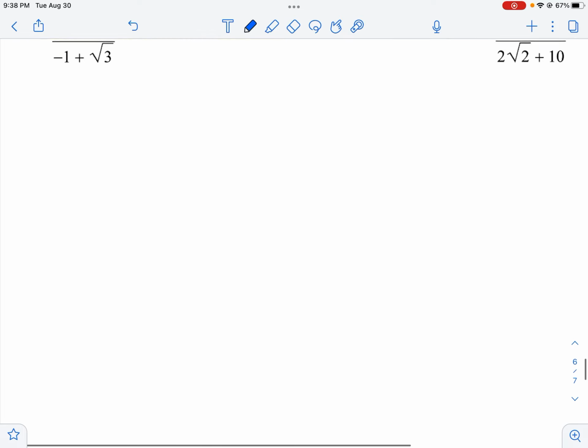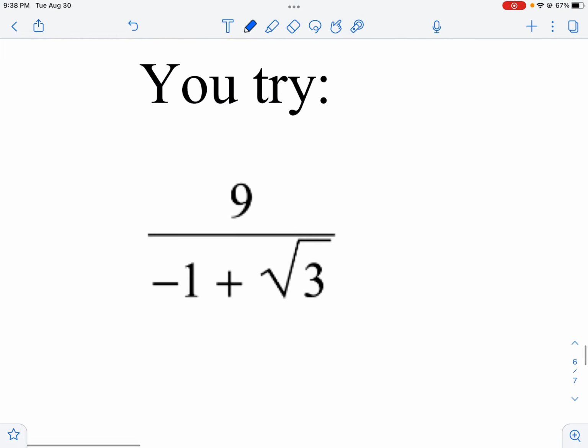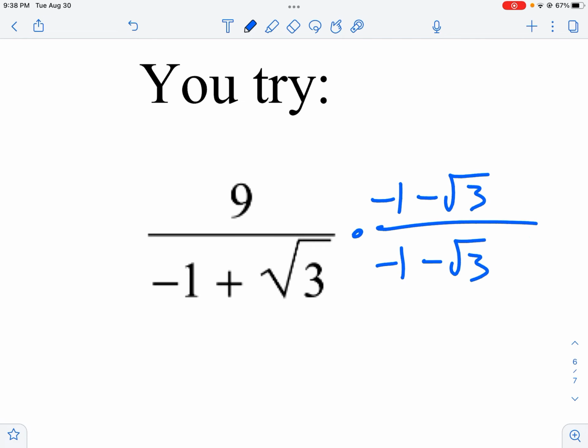So we're going to try this out. So here's our first problem to try out. We have 2 terms in the bottom, so we're going to multiply top and bottom by the conjugate of our denominator. So that's going to be negative 1 minus root 3. And on bottom, we got negative 1 minus root 3 as well.